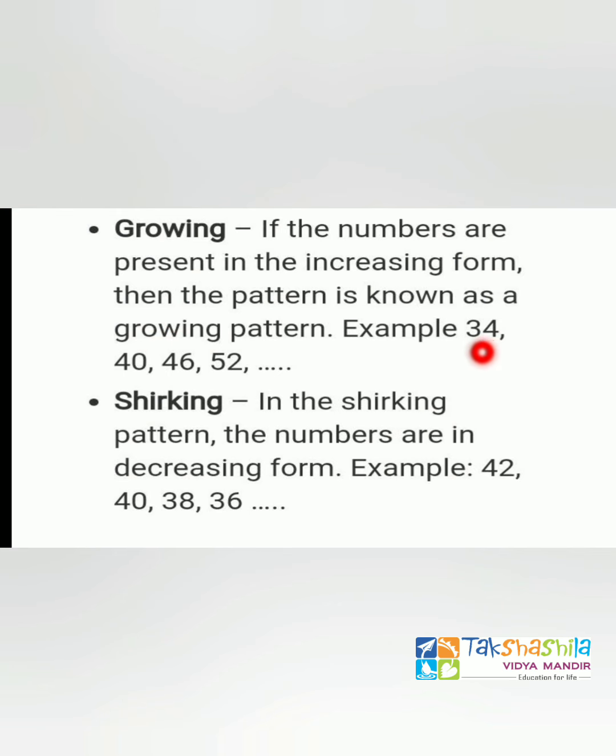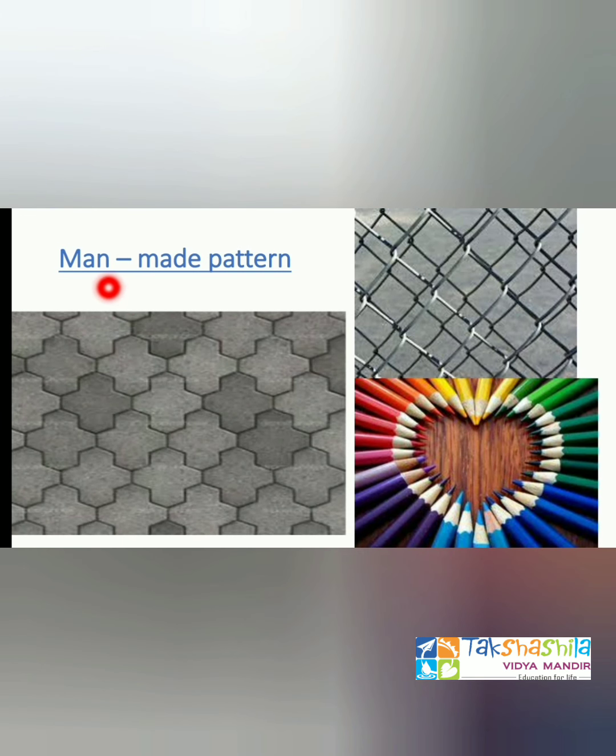So next one is shrinking pattern. In shrinking patterns, the numbers will be in the decreasing form. See the example. So here it is 42, then 40, then 38, then 36. So it is in the decreasing order and it is decreasing by 2. See the next one, it is a man-made pattern. First image is tiles, okay, and the second one is fence, and the third one is color pencils. So it is made up of a specific rule which is made by man. So it is called a man-made pattern.